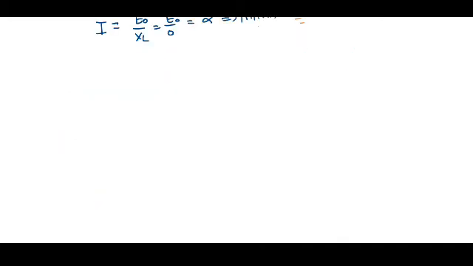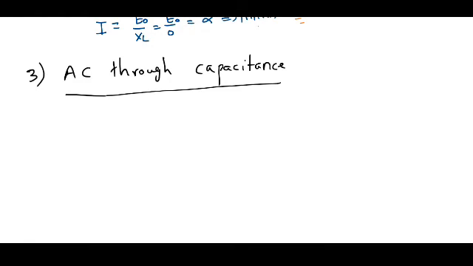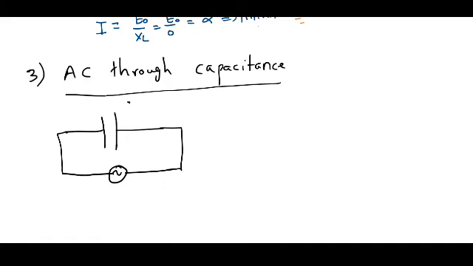The third circuit that we are going to discuss today is the AC through capacitance. That is, the circuit consists of a capacitor and an alternating EMF source is connected to this capacitor. Capacitance is C. The applied voltage is E is equal to E0 sine omega t. Here also we want to find out what is the current flowing through the circuit. That is, the current is denoted by I.